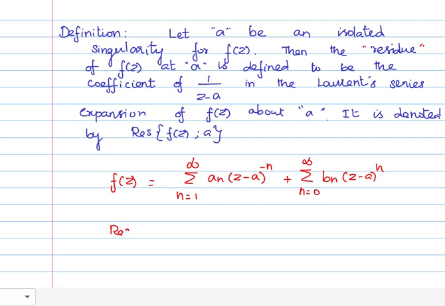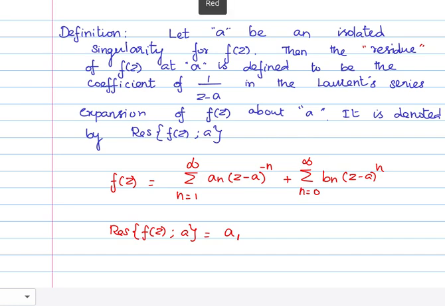So the residue of f of z at a is defined as a1, because when I put n equal to 1, a1 divided by z minus a will come. So the coefficient of 1 over z minus a is a1. This is my residue of f of z.